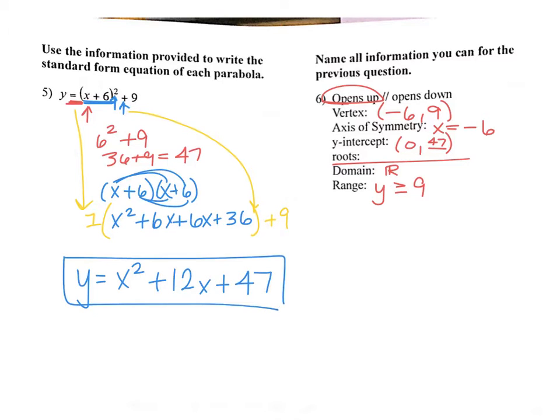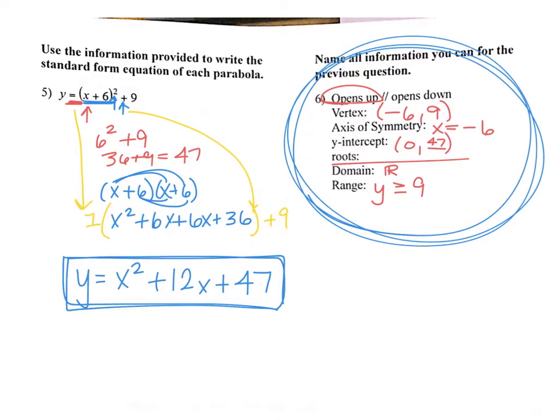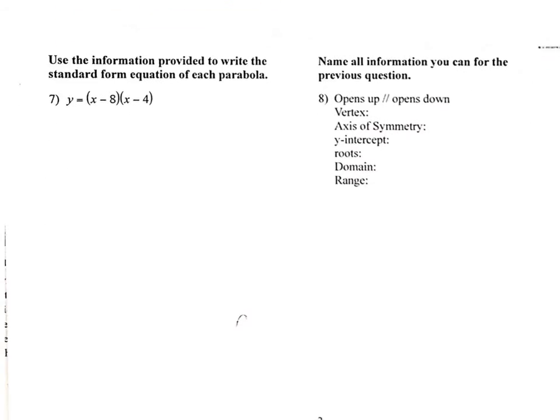The most important thing that you need to be able to do for your test is naming all of this information. We're going to work some more on writing back and forth, but naming the information is the most important part for your test. All right, and let's go ahead and look then at 7 and 8.